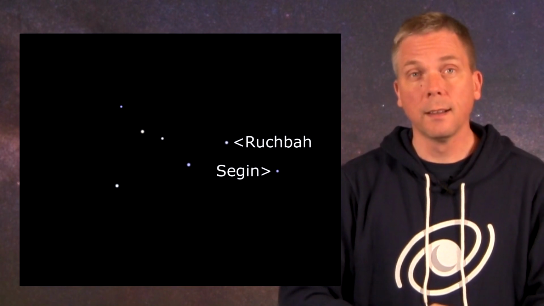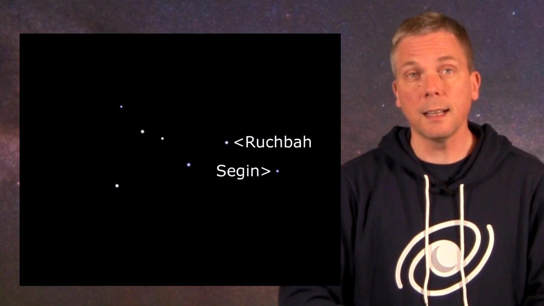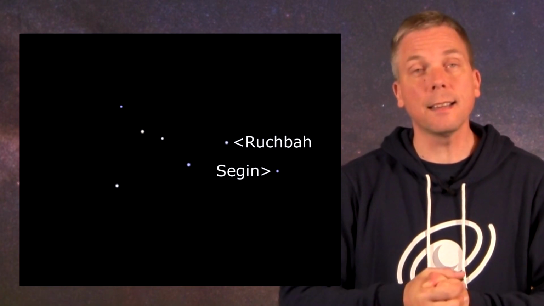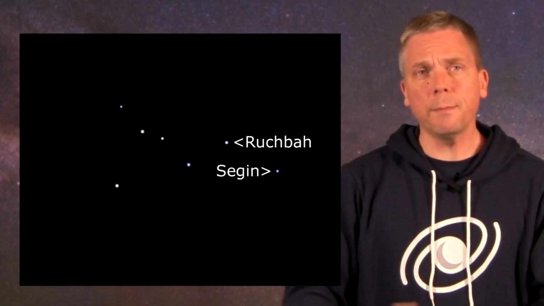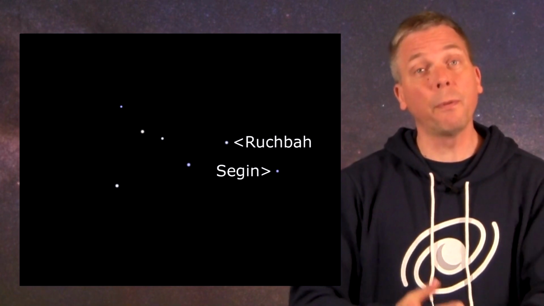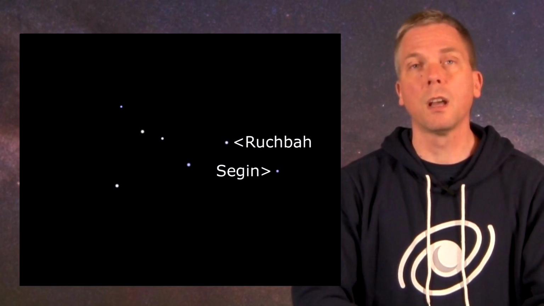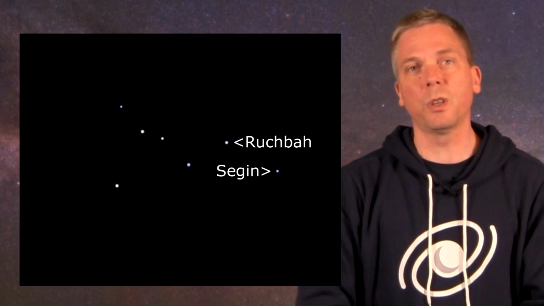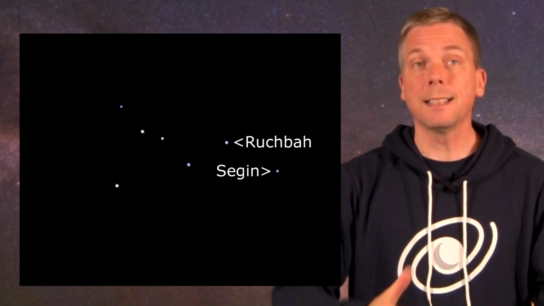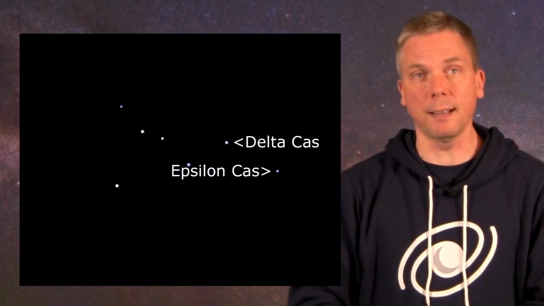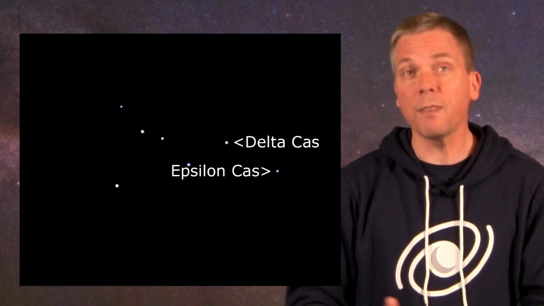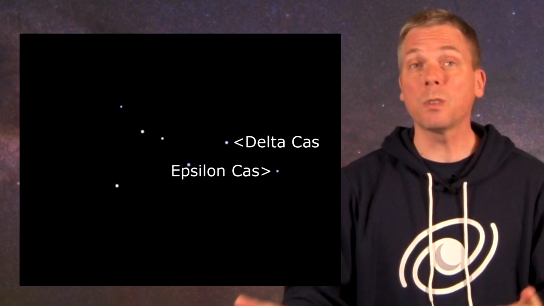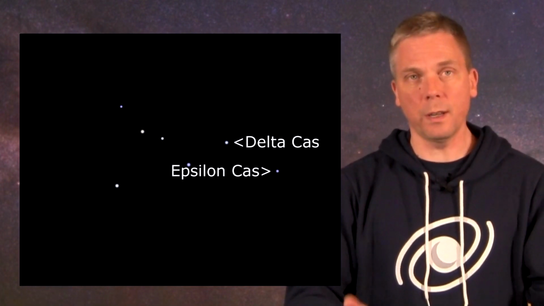Delta is also now known as Rukbat, beginning in 2016, and Epsilon is now known as Segin, starting in 2017. While typically astronomers use the proper names of stars before the Bayer Greek letter designations, you might find some confusion using them instead of Delta Cassiopeiae and Epsilon Cassiopeiae, as older amateurs might refer to the previously well-known names. I will use the older designations to avoid confusion.